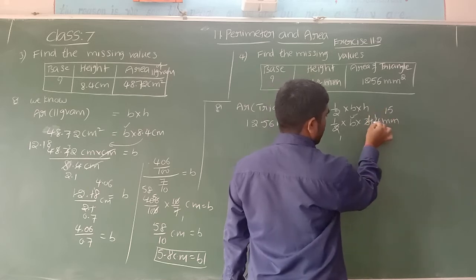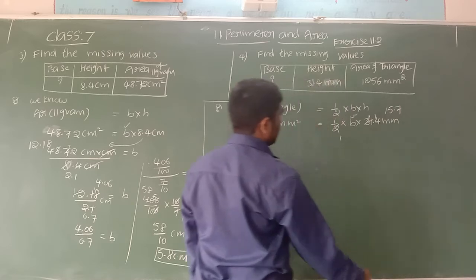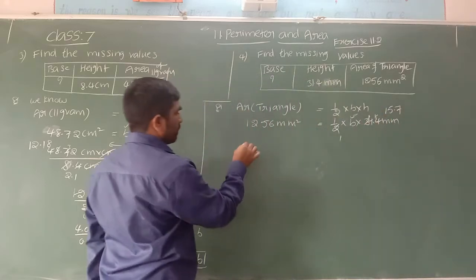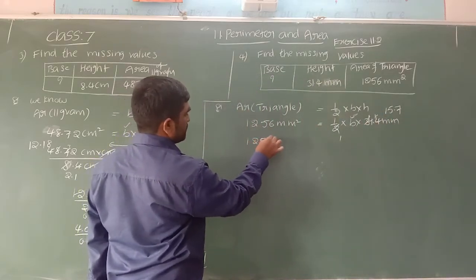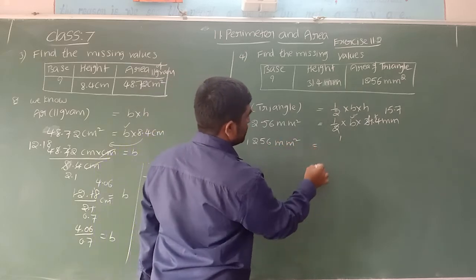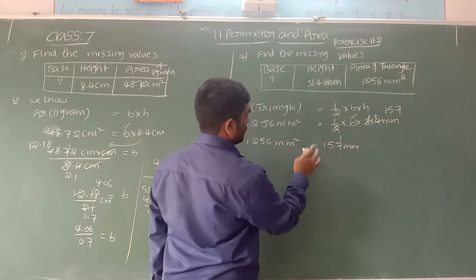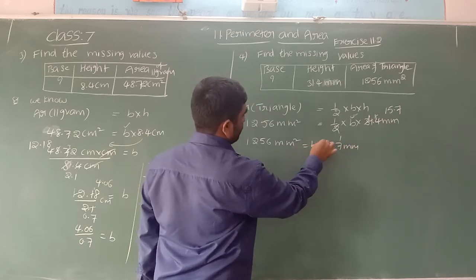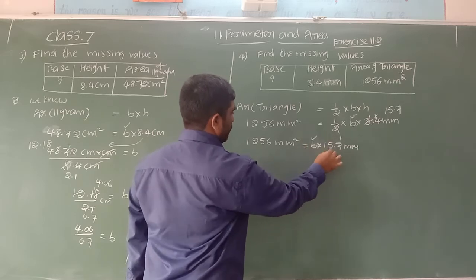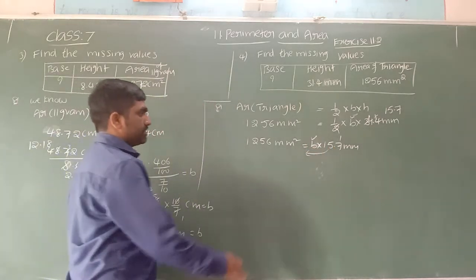1 left. Decimal point we can keep here. 14. 2 7s are 14. So the leftover part is: 1256 square millimeter is equal to base into 15.7 millimeter. Now you find the base by transposing that 15.7 to LHS.